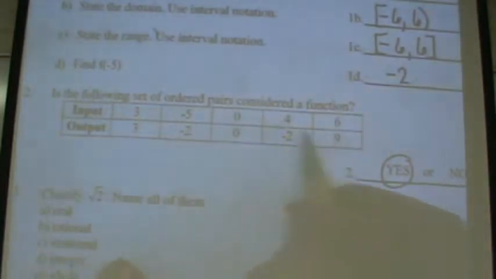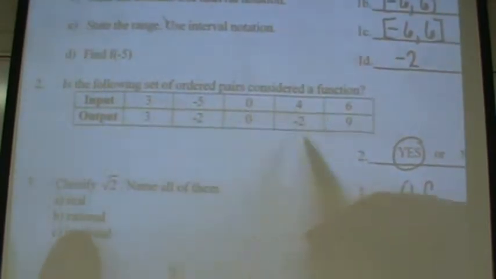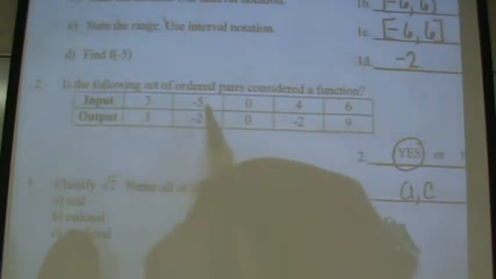How do you know if I give you a set of points, is it a function? Well, you look at your x, your input, or your x values. If any x value repeats, it's not a function. This one is all single x values, so it's yes. The square root of 2 is an irrational and a real number. So it's A and C.